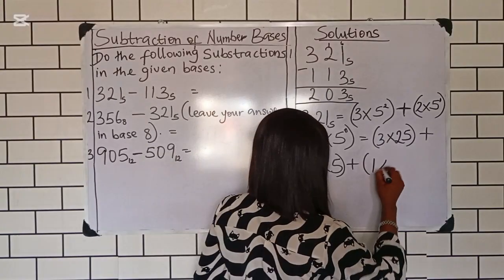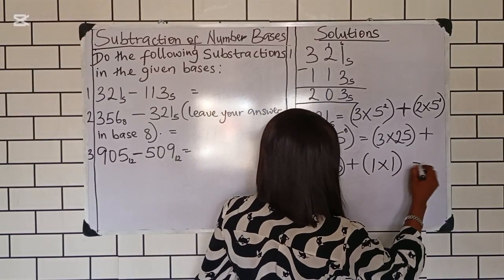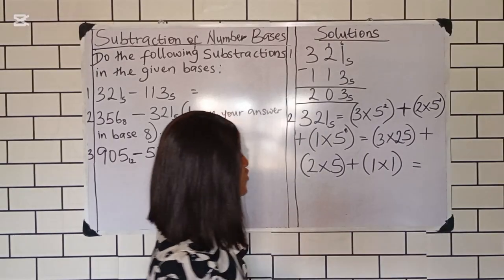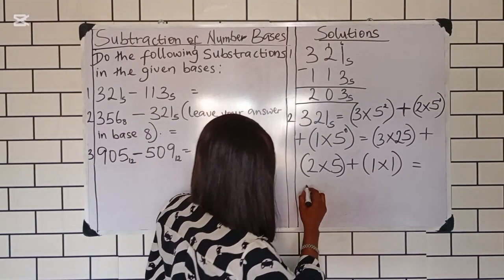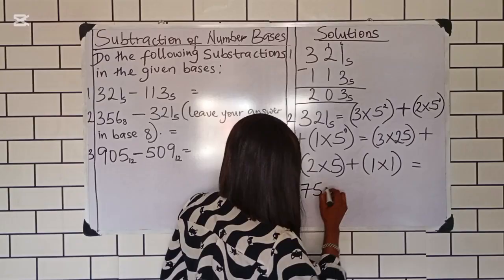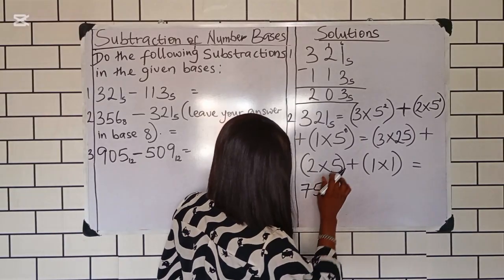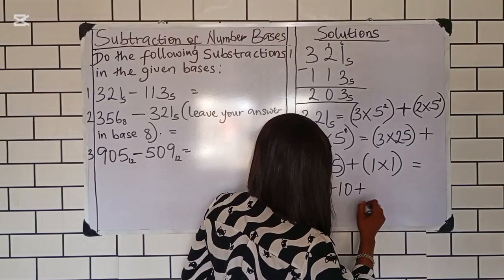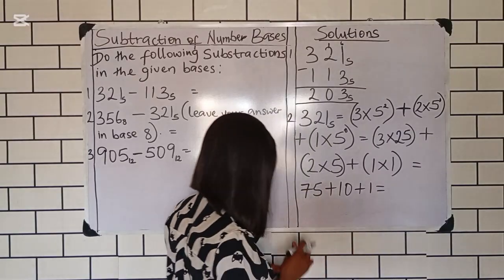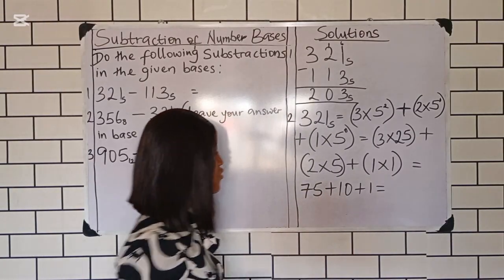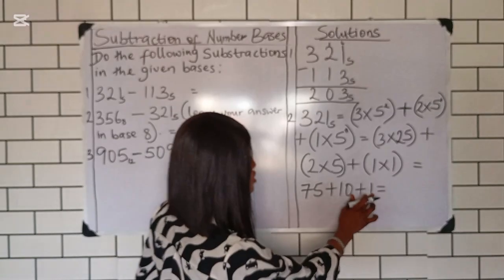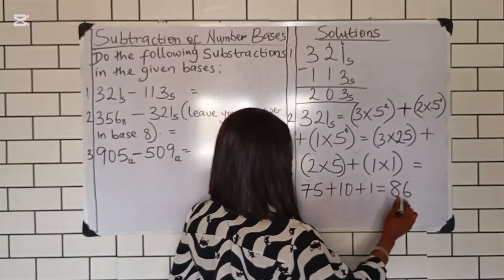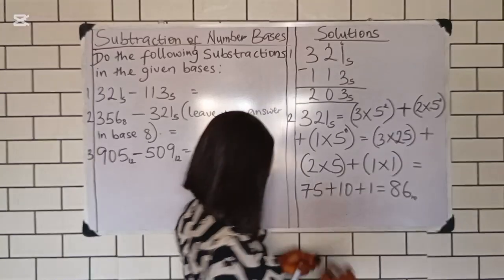You have your 1 times 1 here, equals to 3 times 25 here will give us 75. You write your 75, plus 2 times 5 here will give us 10, plus 1 times 1 here will give us 1, equals to 75 plus 10 here will give us 85, plus 1 here will give us 86, and this 86 is in base 10.